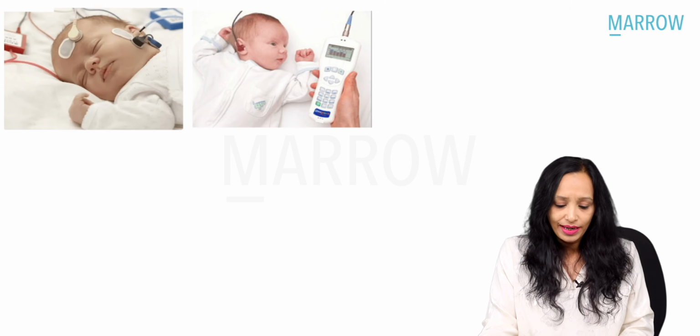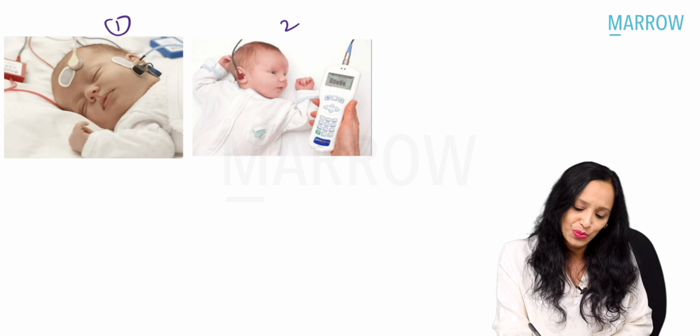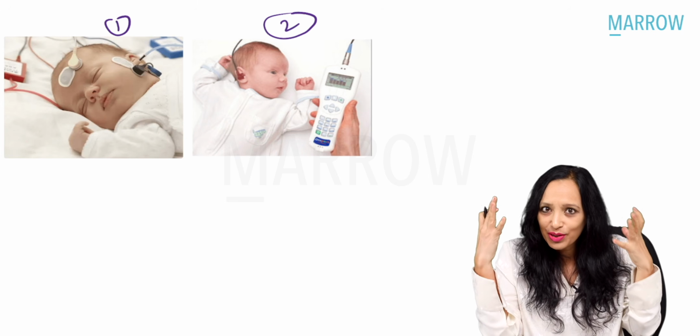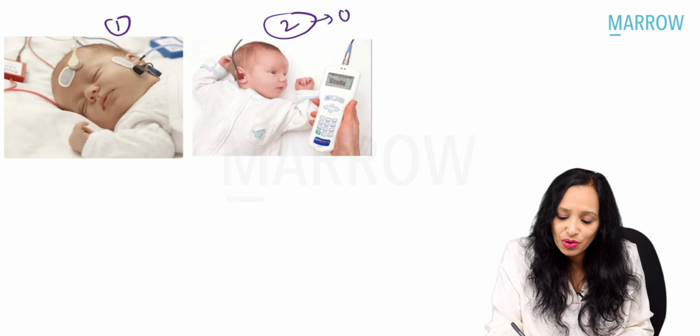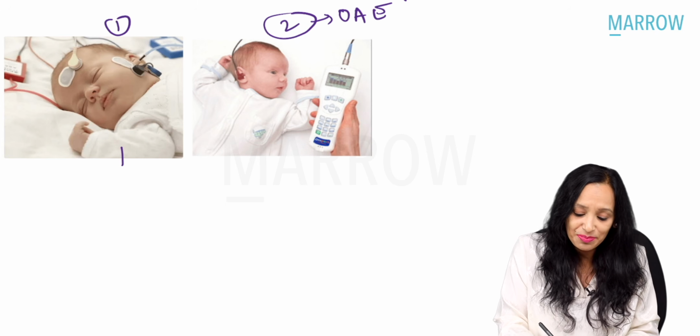Okay, so now can you tell me, what is 1 and what is 2? Is 2 BERA? Can you see any electrodes on the head of the patient? No. So this 2 is otoacoustic emission. And what is 1? Yes, 1 is BERA.